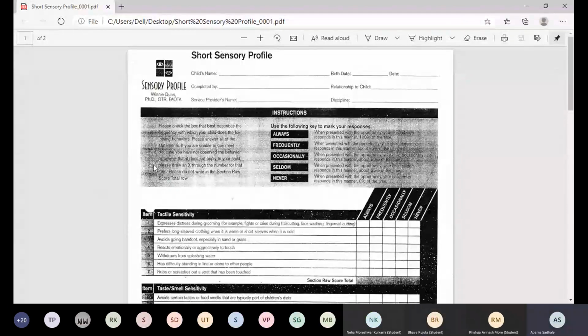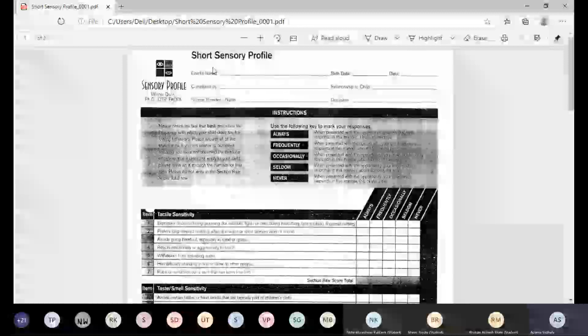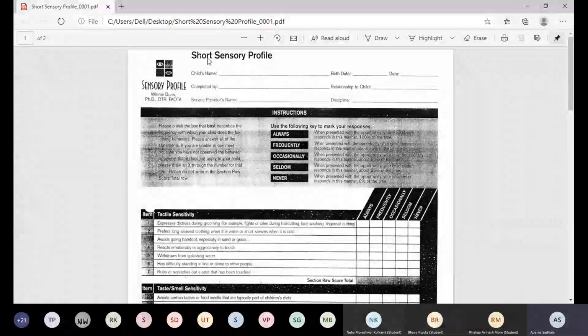Yes, so I talked about the assessment scales that we can use. The first scale, or outcome measure, we'll talk about today is the Short Sensory Profile by Winnie Dunn. She was the occupational therapist, so we will be using the outcome measure that she has come up with. It is called short because it is short. Otherwise, the regular sensory profile, I think, is about 9 or 10 pages.